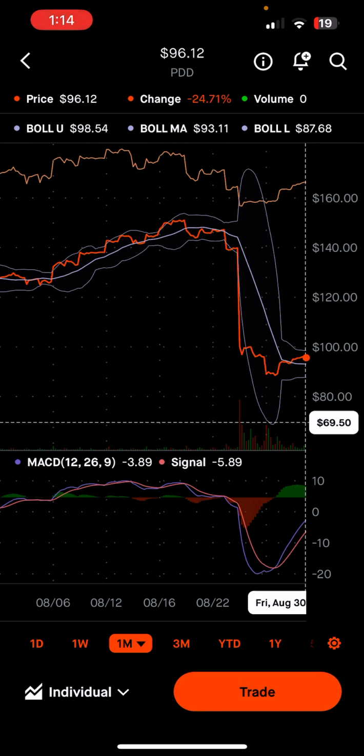So I hope all these indicators were helpful to you guys. I would definitely use these when the markets are pretty wild, they're volatile. So RSI, MACD, and Bollinger Bands are all tools that can help you stay ahead of the curve and make more informed decisions.